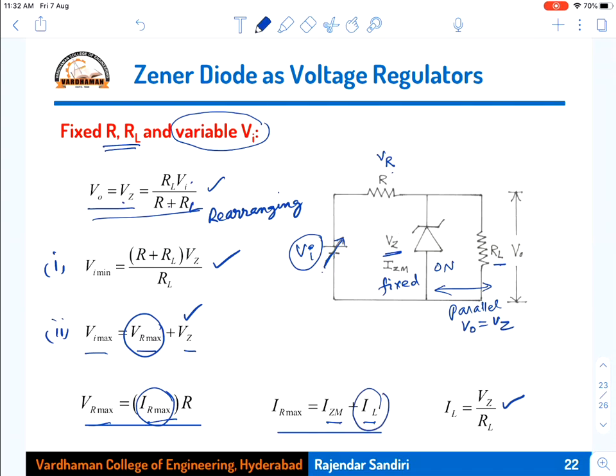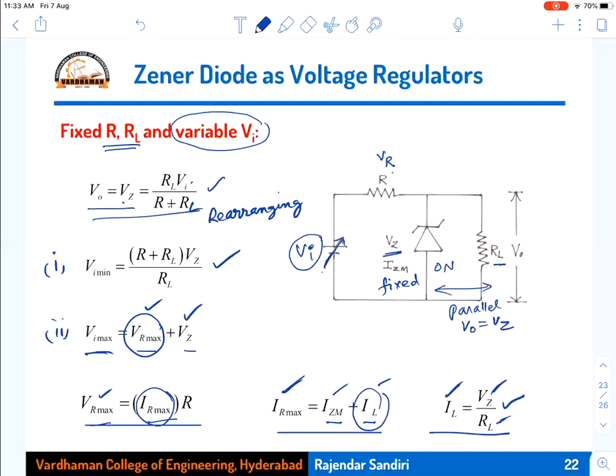What is IL? I have used Ohm's law again, because I know only VZ and RL. Once you know VZ and RL, I calculate IL. Once you know IL and IZM, I calculate IR maximum. Once you know IR maximum, you use Ohm's law to calculate VR maximum. Once you know VR maximum, you calculate VI maximum. So all are related. So now VI minimum and VI maximum we have to calculate for the given circuit, assuming that the diode is in the on state.